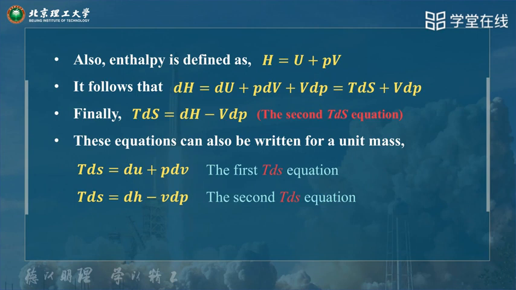These equations can also be written for a unit mass. For unit mass, Tds equals du plus pdv is the first TdS equation. Tds equals dh minus vdp is the second TdS equation. These are two very important equations.